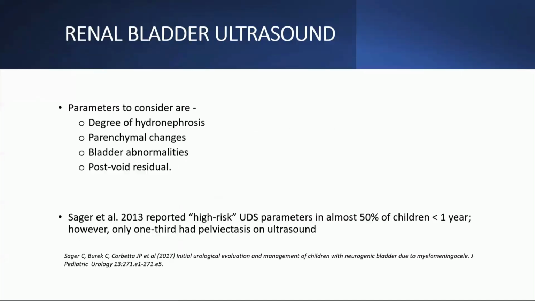Coming to the diagnostics, the renal dysfunction in patients with neurogenic bladder is often silent, necessitating the need for regular surveillance and imaging of the upper urinary tracts. Renal bladder ultrasound is the most frequently obtained study to detect these anomalies and follow the trends over time. However, of note, minimal or absent hydronephrosis on the surveillance scans should not provide us complete assurance, as in many of the studies, including the one by Sager et al., it was found that although only one-third of patients had pelviectasis on the ultrasound, nearly 50% of them had high-risk urodynamic parameters.